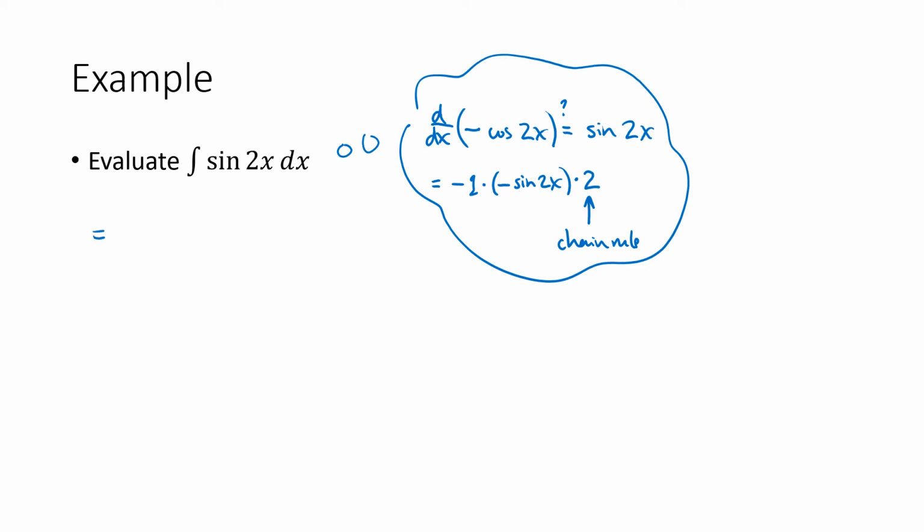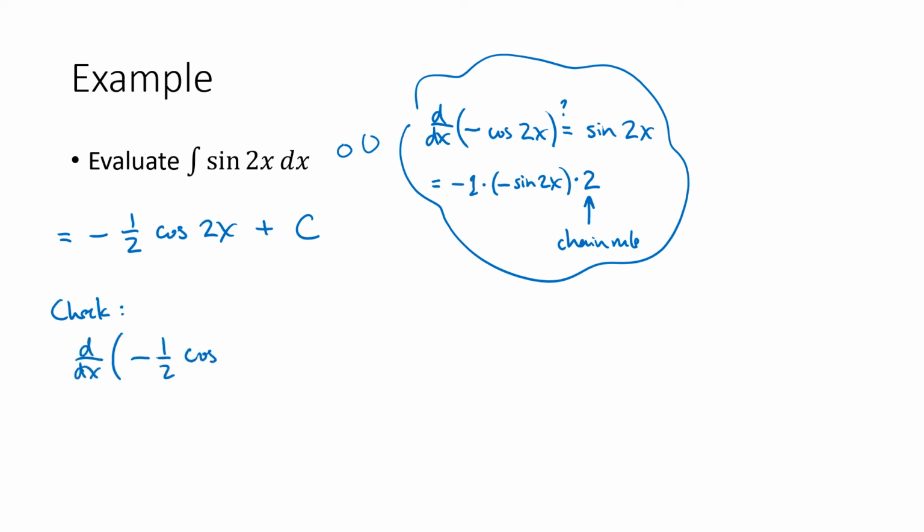So if I want to get rid of a 2, I'm going to put in a 1/2. I need a minus sign to get rid of the minus that I'm going to get when I take the derivative of cosine. So I'm going to need minus 1/2 cosine of 2x, and again, plus a constant. So again, a little bit of trial and error. Let's check this one. Let's just make sure.